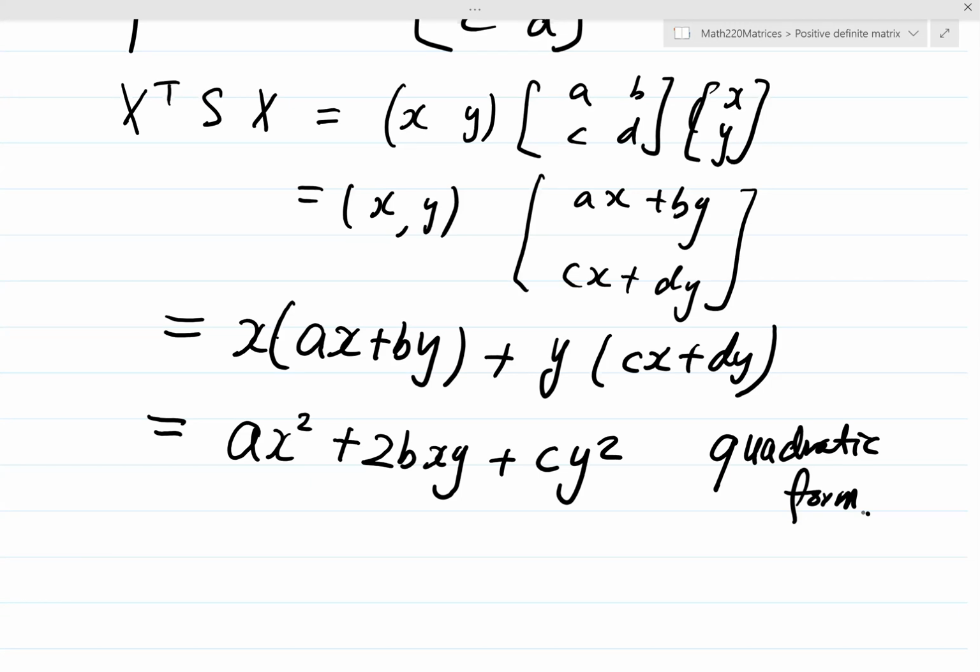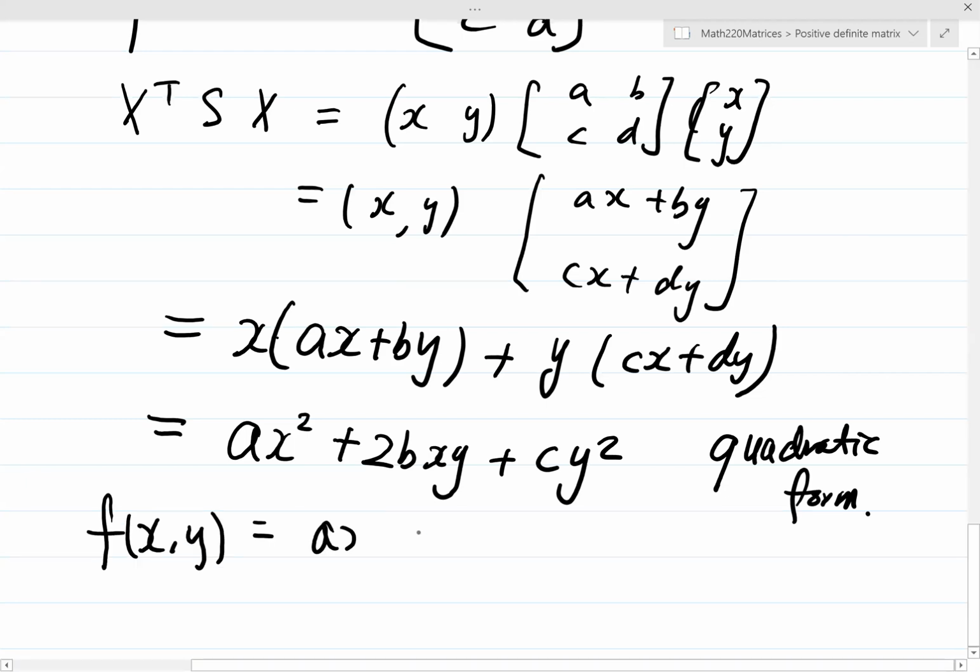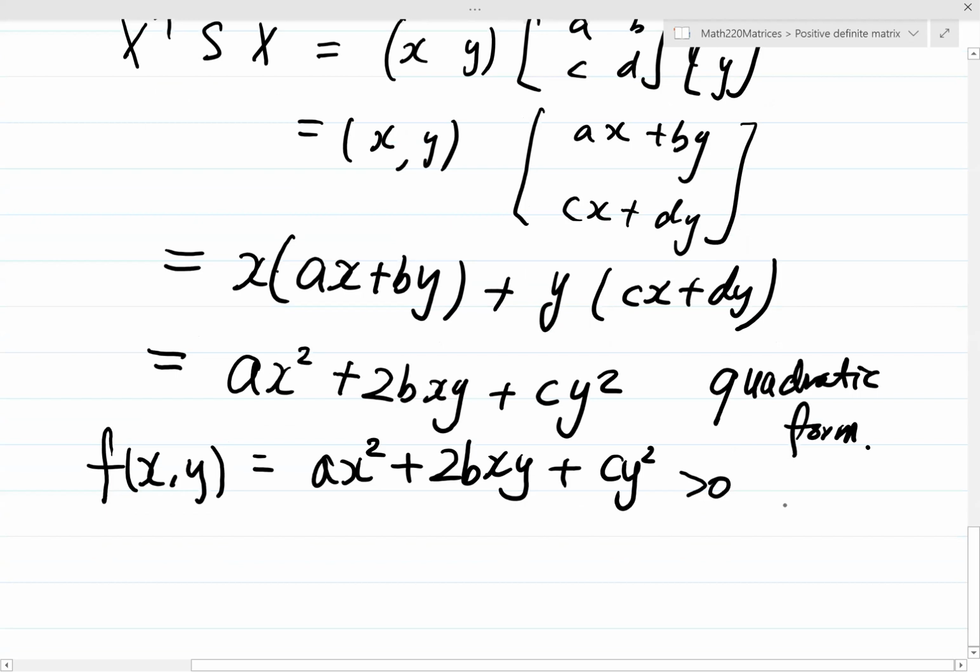Okay, now the only thing that we do today for this quadratic form is we want to determine when this thing is always positive for all non-zero x, y. So we want to study this quadratic form f(x, y) to be ax squared plus 2bxy plus cy squared. Now we want this thing to be positive for all pairs x, y which are not 0, 0. If you plug in 0, 0, you get trivial 0.